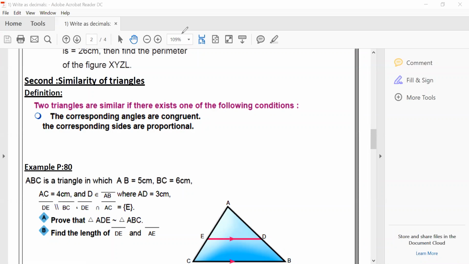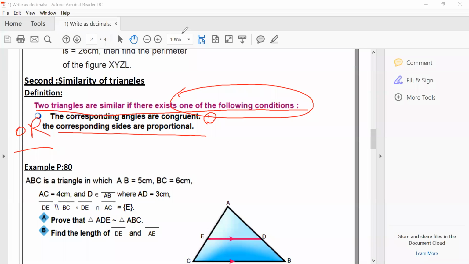Or, if you have proved that the three sides in one of the triangles are proportional to the sides of the second triangle, so also they are similar. No need to verify the two conditions. So again, two triangles are similar if one of the following exists, one only: the corresponding angles are congruent, or the corresponding sides are proportional. Okay, one of them is enough. I will prove the similarity of triangles with sides or with angles.